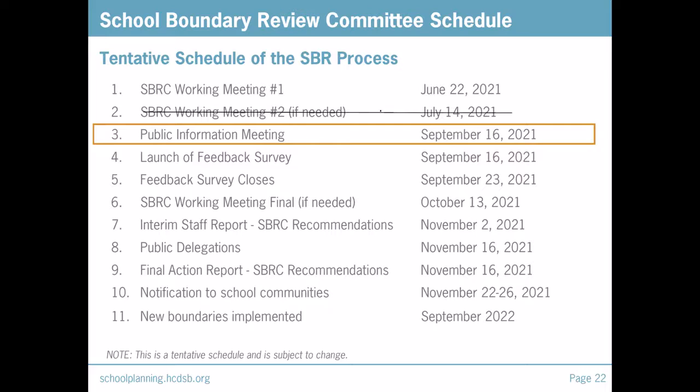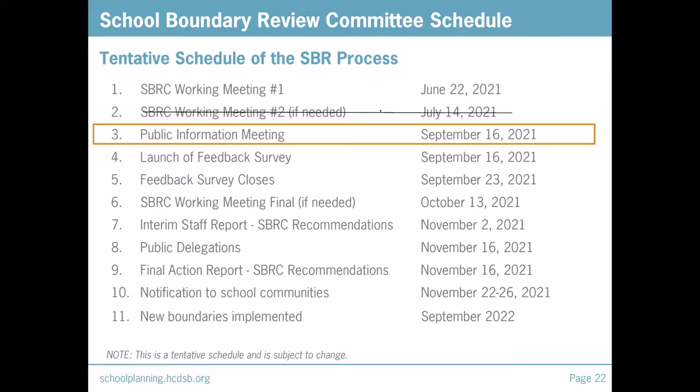The School Boundary Review Committee schedule is as follows. We already had our School Boundary Review Working Meeting number 1 on June 22nd. The School Boundary Review Working Meeting number 2 was scheduled for July 14th, but it did not take place as it was deemed unnecessary. This right now is the public information meeting, September 16th. Today, the feedback survey has launched. The deadline for the feedback survey will be 11:59 p.m.